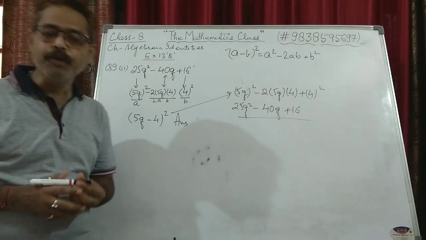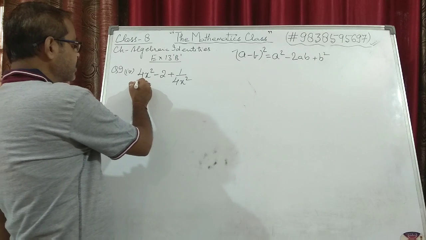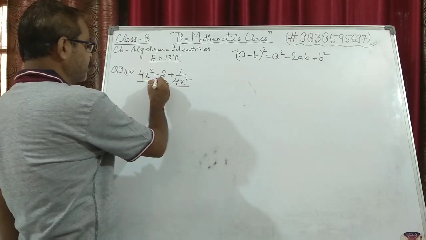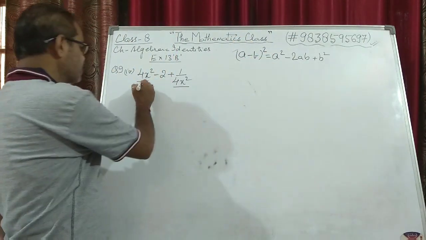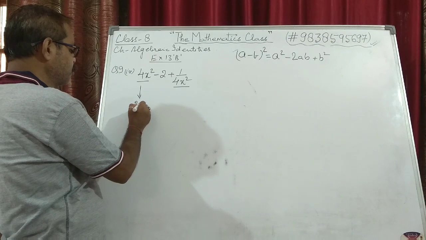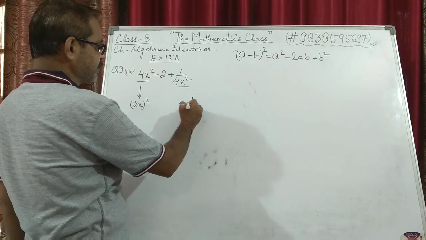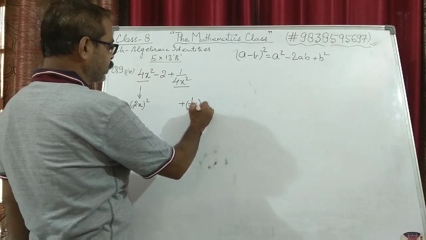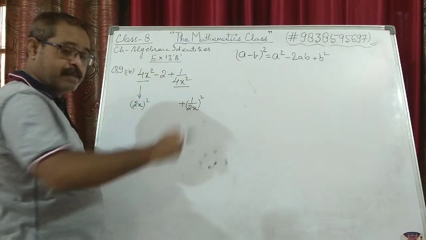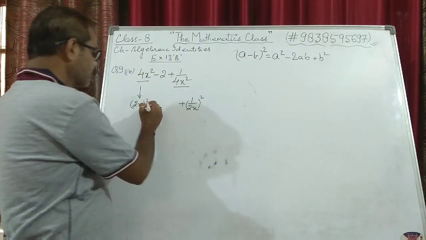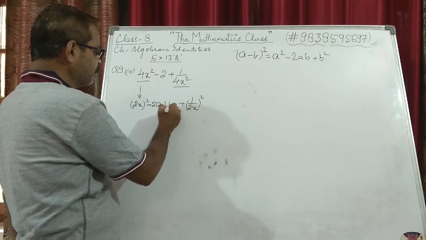Now we move on to the fourth part of question number 9. This can be considered as a square plus b square minus 2ab. We will again use the same formula, a minus b whole square. So 4x square can be written as 2x whole square, and this term can be written as 1 upon 4x square, that is 1 upon 2x whole square. Then comes minus 2. So we'll put minus 2. A is 2x and b is 1 upon 2x.